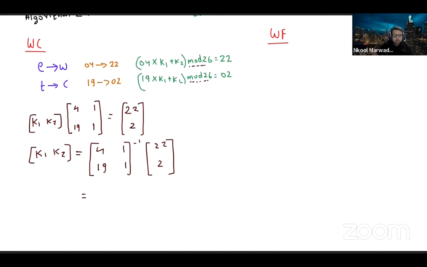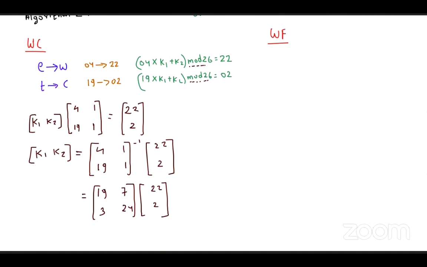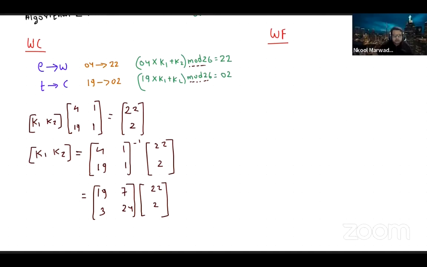19, 7, 3, 24. Like the inverse of a matrix, we will get this. If you want, you can revise how to do the inverse. So many methods are there: adjoint, determinant, formula. All that we can use. We will get something like this, or we can write it in column form, because the final answer's order is 2 cross 1, that is 2 rows 1 column. Order will not matter. This result will give me two numbers, the first one will be K1 and the second one K2. After simplification, you will get K1 as 16 and K2 as 10.